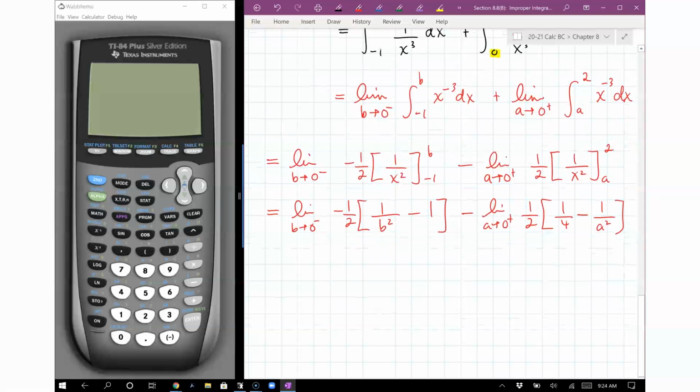Okay, are you guys okay so far? I'm just kind of doing the integrals. I'm just having to do two limits at once. So I'm going to take the limit as b approaches 0 from the left hand side.